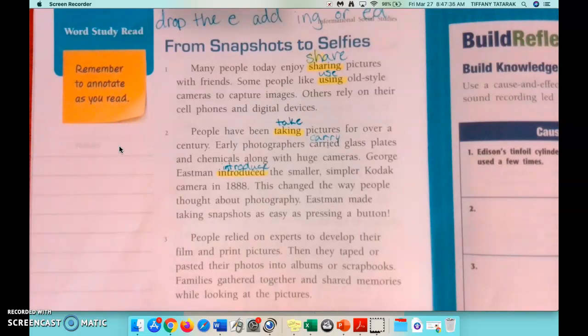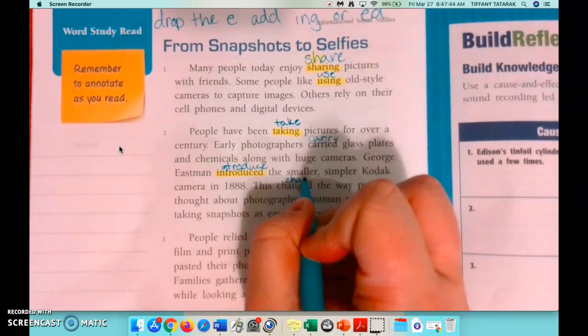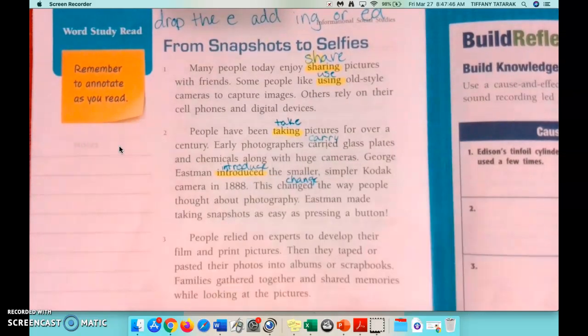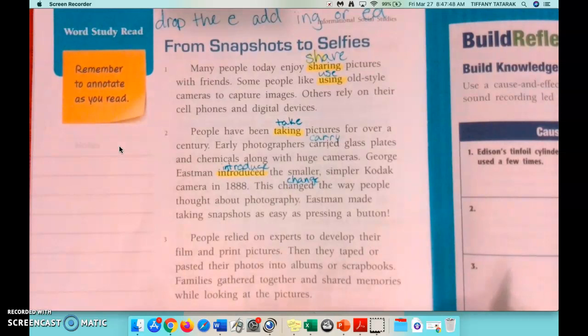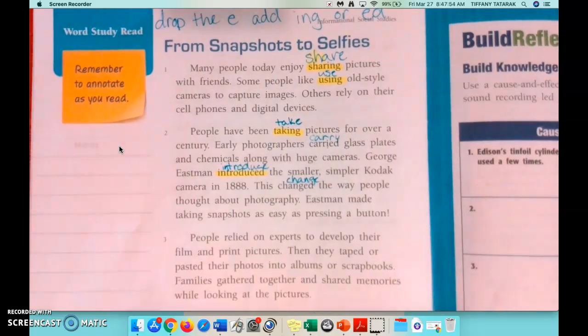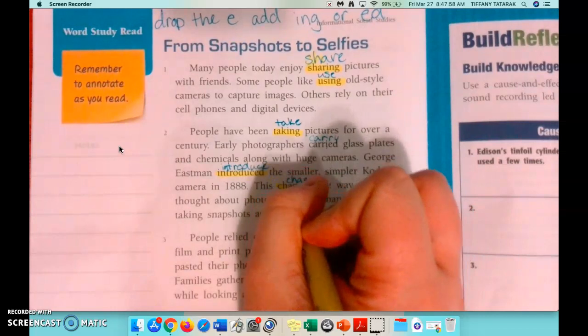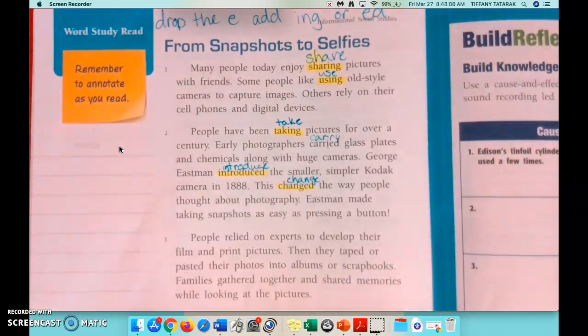This changed the way people thought about photography. I do see one. We have changed. If I write out the base word for changed, that's what it's going to look like. It does have an E, and they had to drop the original E to add the ed. So now we have changed.